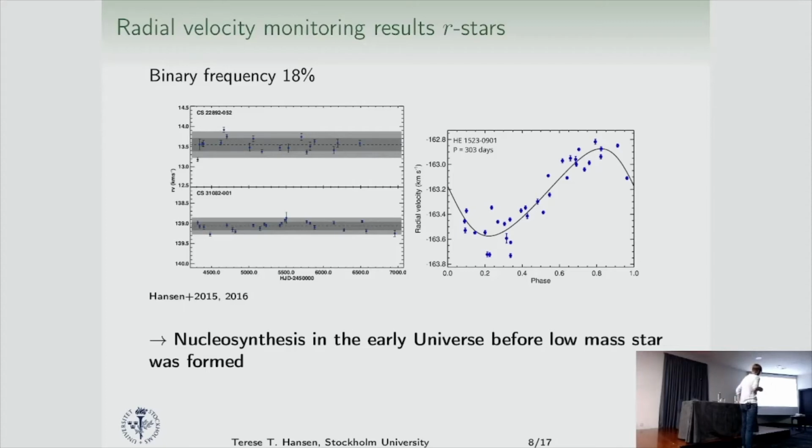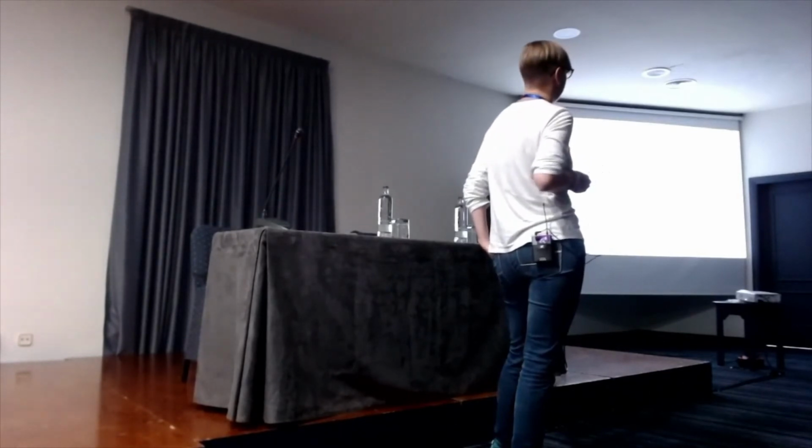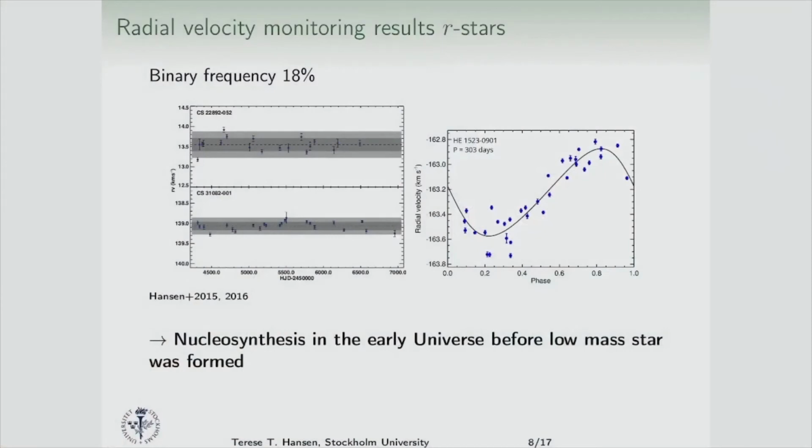However, we also did find one, which is actually also a star with uranium in its spectrum, which has a period of about 300 days. And as you can see on the y-axis here, the amplitude of this system is very low, but we were actually able to get precise enough measurements to determine this orbit. However, as I said, the binary frequency is low, so the abundance pattern of these stars has to be due to nucleosynthesis in the early universe before the low-mass star was formed.